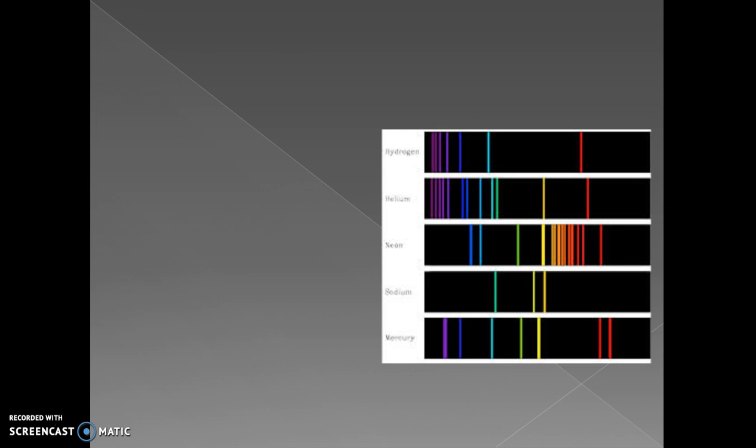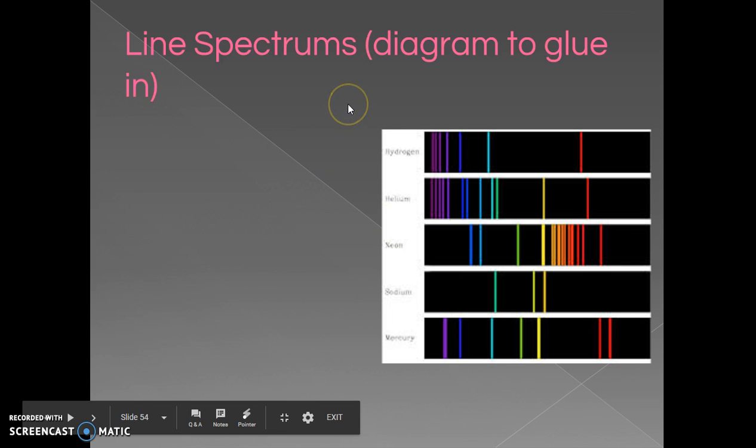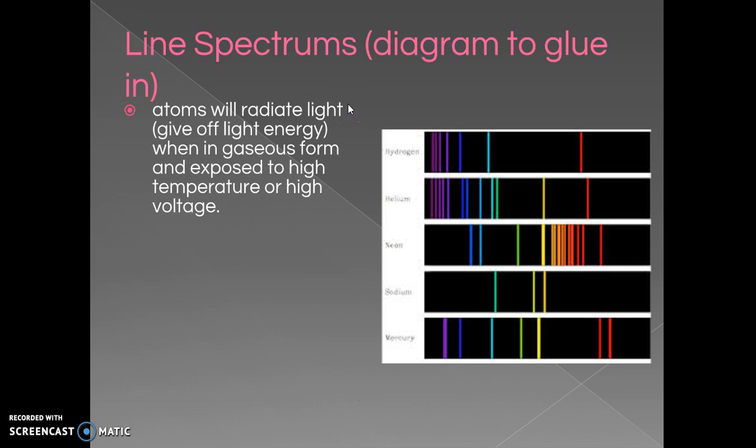So if we were to take the colors from the flame labs and we were to pass them through a prism, this is what we would see. And this is what allows us to identify what elements are present where. So I have a diagram for you to glue in of line spectrums as well.